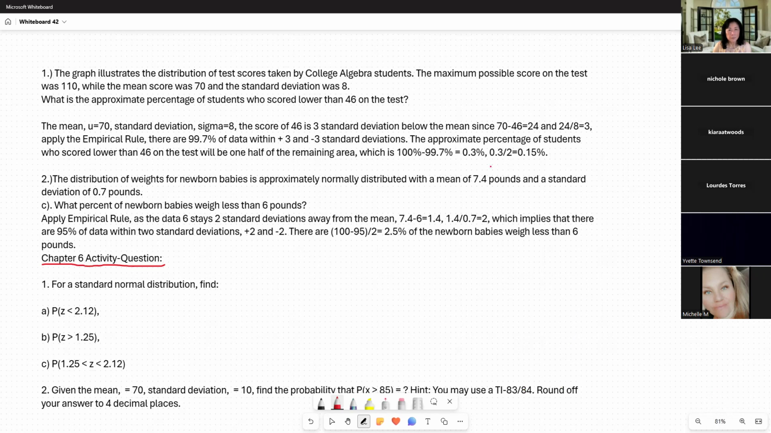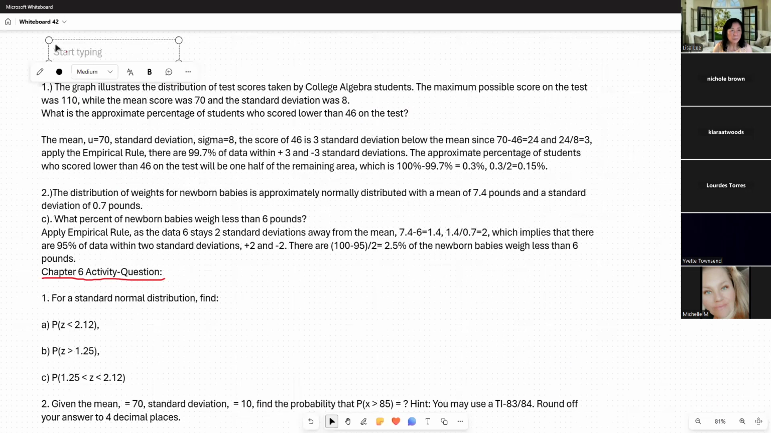So maybe we can start from question 1 I prepared here. Question 1 is an empirical rule application. In the past, I found some people confused the empirical rule. Let me write it out.